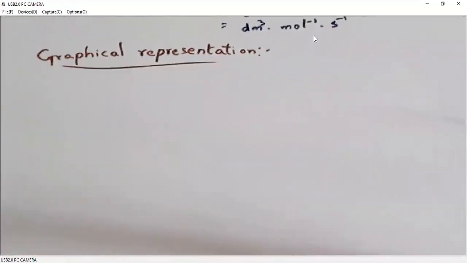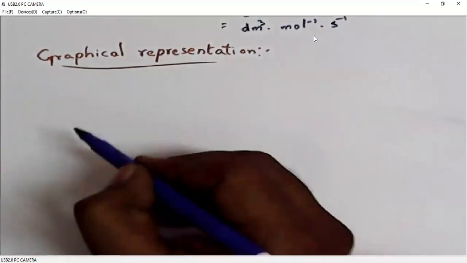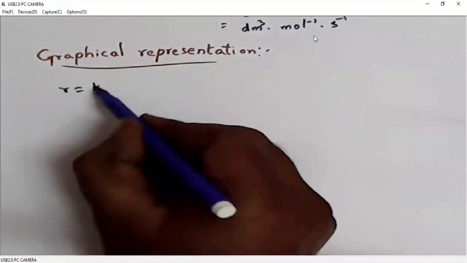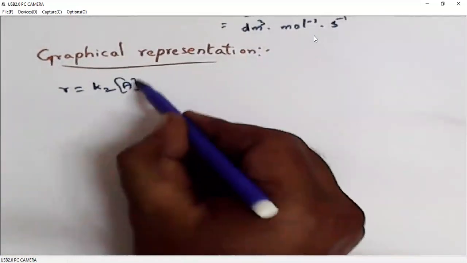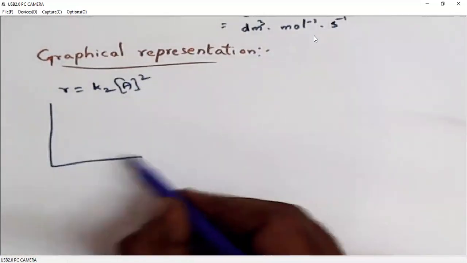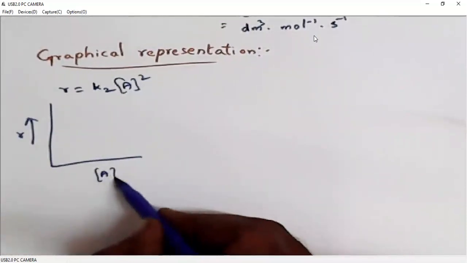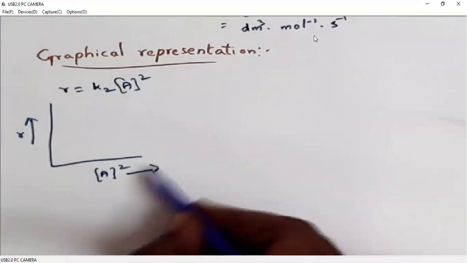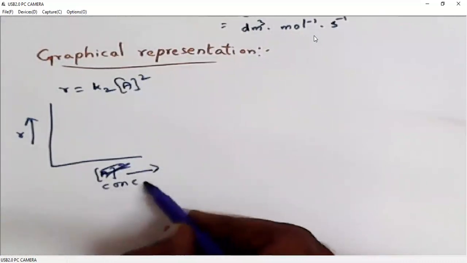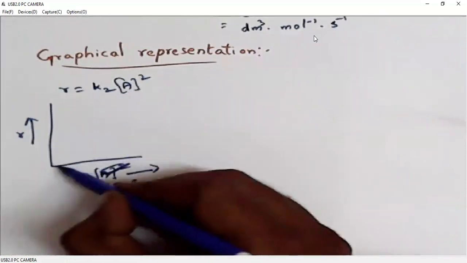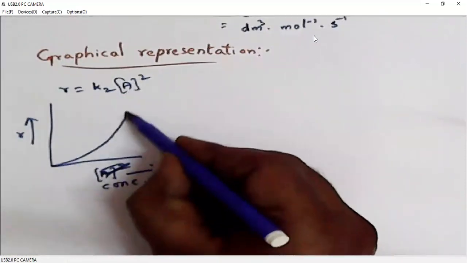Now we will look at the graphical representations for a second order reaction. We can use the rate law, rate equal to k2 into a square. When we draw a graph of rate on the y-axis versus a square on the x-axis, where a is concentration, the rate depends on the square of a. So that means it is like an exponential curve.